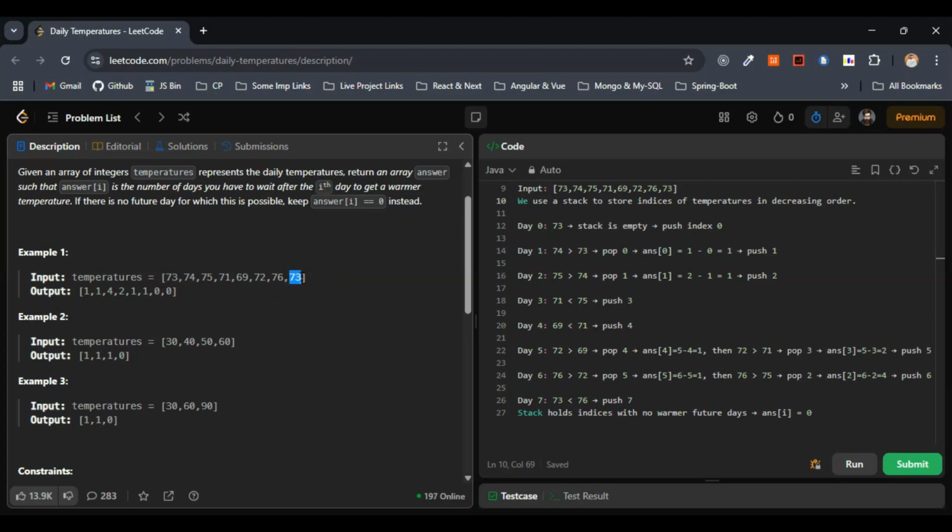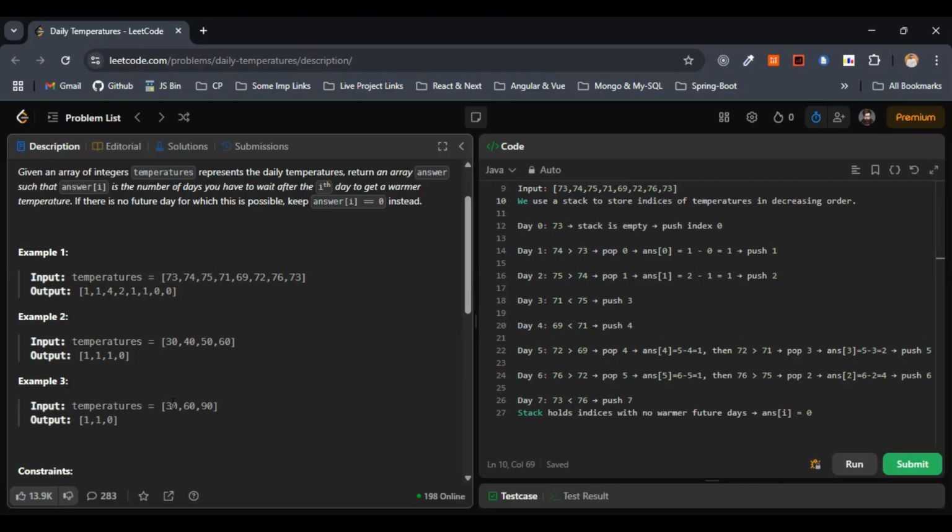Finally we are left with 76. We don't have a next day, so we return 0. We'll do the same thing for example 2 and example 3 as well. 40 greater than 30, yes, 1 is returned. 50 greater than 40, yes, return 1. 60 greater than 50, yes, return 1. And for the final value we don't have a next day, so we return 0.